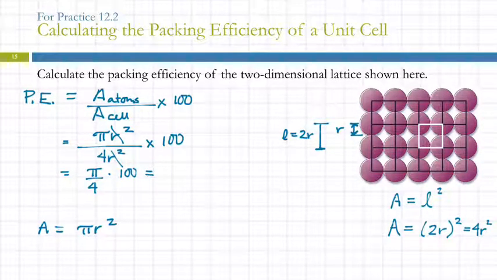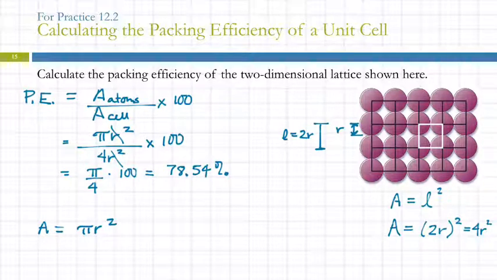So pi divided by 4 times 100. And that gives me 78 and a whole bunch of digits. I'm just going to round it to 78.5%.